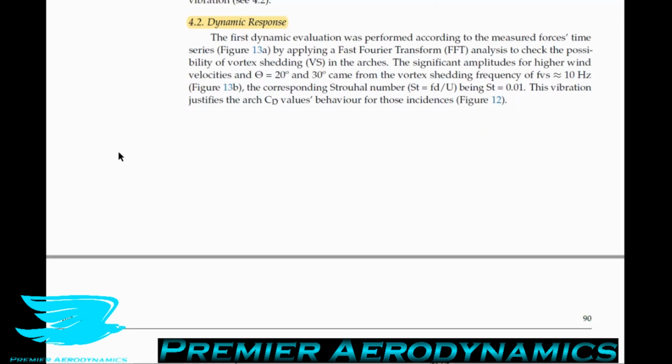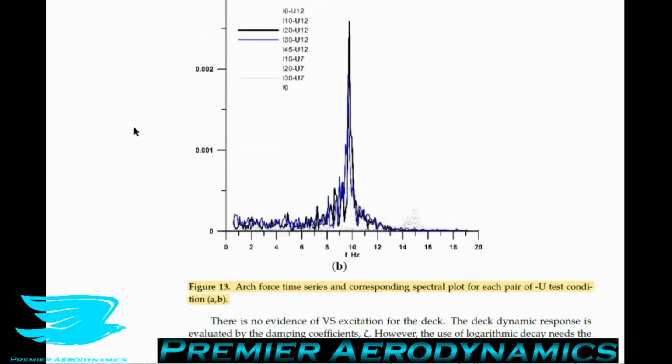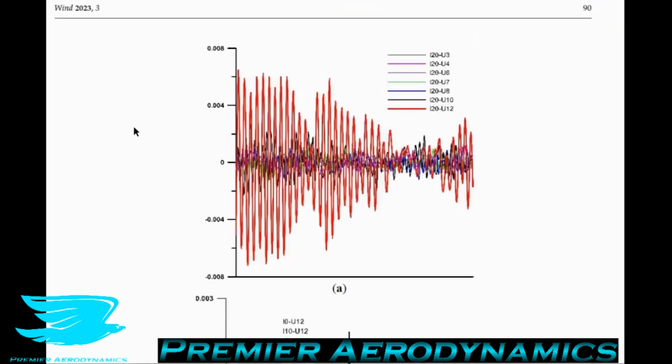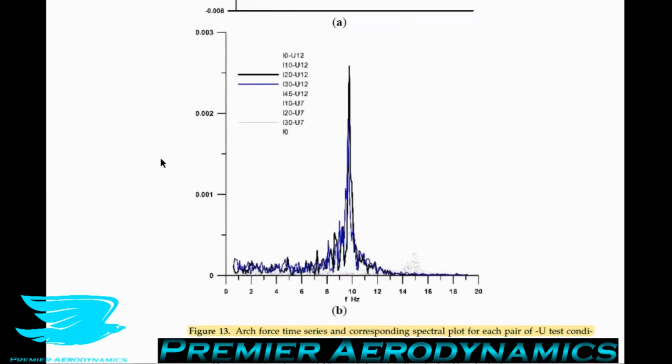Now let's talk about the dynamic responses. We talked about the static coefficients. Now let's talk about the dynamic situation of this bridge. So figure 13, they give the arch force time series and corresponding spectral plot for each pair of tests. So this time series just shows you the flexing, like the vibrations along the time series they had. And then they did a Fourier transform to get the frequency spectrum analysis of that. The first dynamic evaluation was performed according to the measured forces by applying a fast Fourier transform to check the possibility of vortex shedding, which they mentioned here as VS.